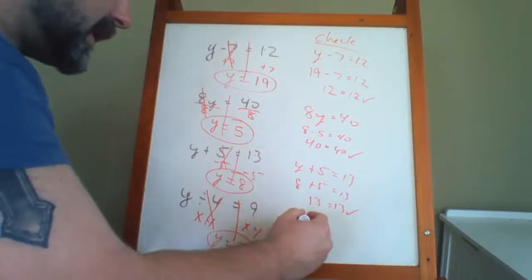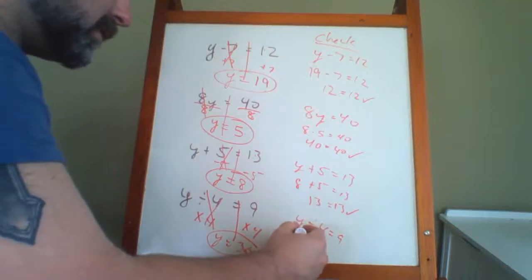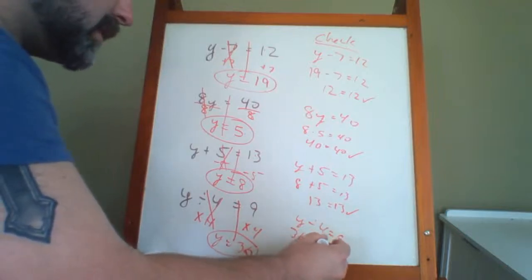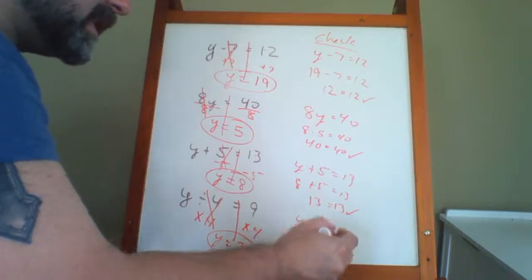And we're going to see why that's correct. Y divided by 4 equals 9. Plug in 36 for y. 36 divided by 4 equals 9. 36 divided by 4 is 9, and 9 equals 9, and it checks.